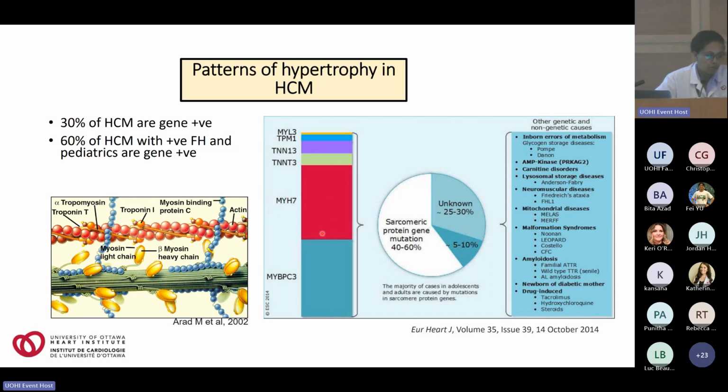sarcomeric mutation, the majority are in the beta myosin heavy chain, or it could be in the myosin binding protein C. These two mutations account for 80% of the cases. But also there are other genetic conditions that have phenocopies very similar to HCM that we need to keep in mind, and they account for a small proportion of those patients that are initially diagnosed as HCM.